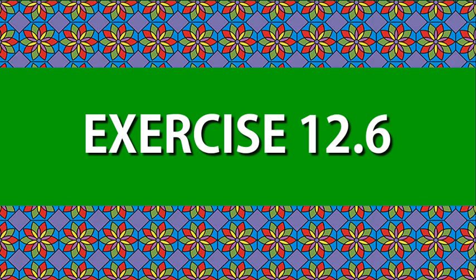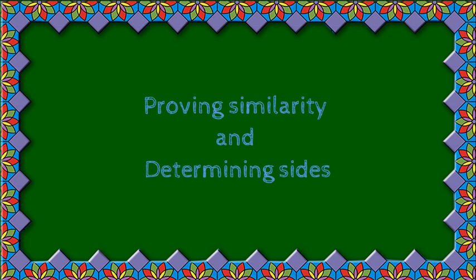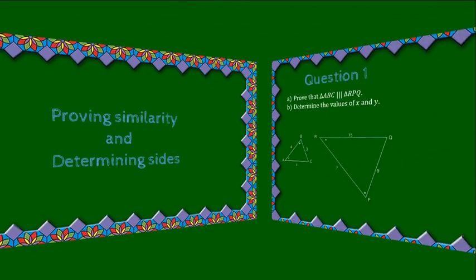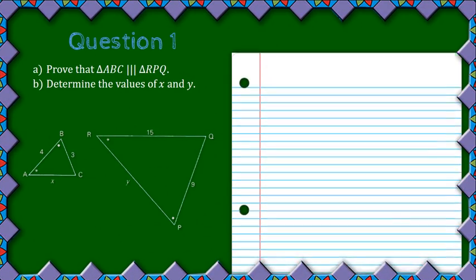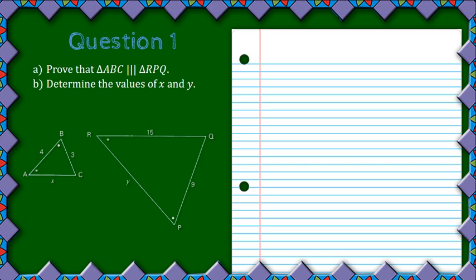These are the answers for exercise 12.6, and it's on proving similarity and determining sides. For question 1, it says prove that triangle ABC is similar to triangle RPQ. Now in starting A, remember when we prove similarity, the procedure we follow is we start by stating the triangles that we work in.